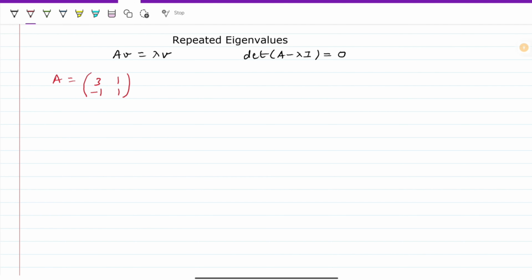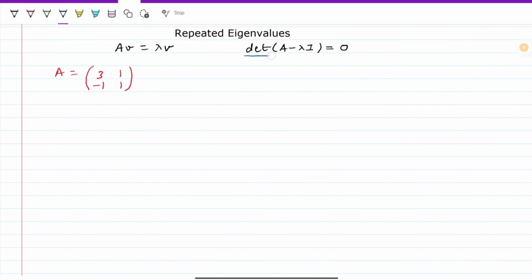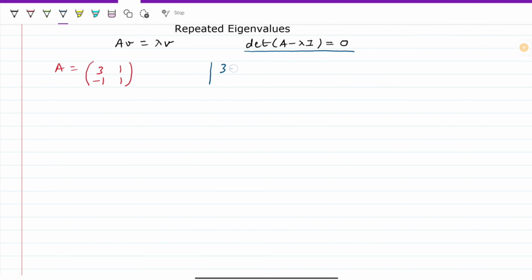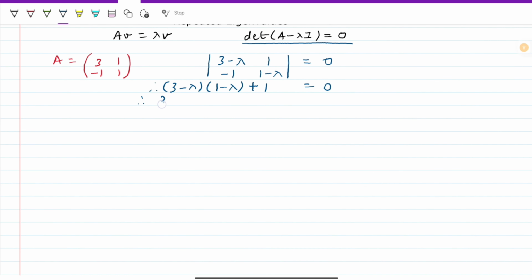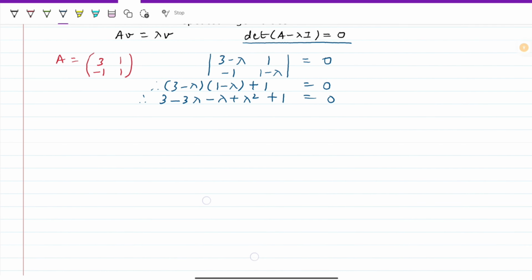Let's find its eigenvalues. To begin, we will solve the characteristic equation given by determinant of A minus lambda I equal to 0, which we have 3 minus lambda, 1, negative 1 and 1 minus lambda. Determinant of this is equal to 0. On simplifying the determinant, we get 3 minus lambda times 1 minus lambda plus 1 is equal to 0. 3 minus 3 lambda minus lambda plus lambda square plus 1 is equal to 0.